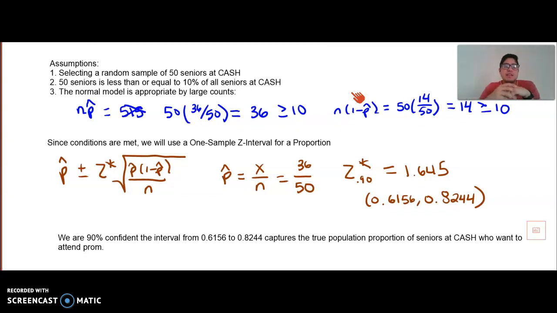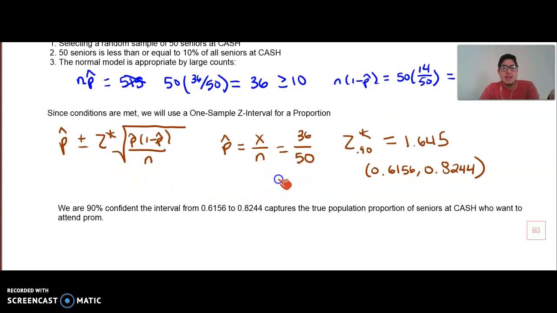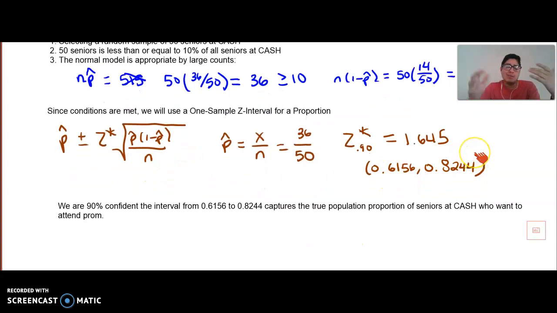to formulate the distribution here. And since our conditions are met, we use a 1 sample z interval for a proportion using the following formula, the I for interval calculations. We just communicate what we're subbing in, and it produces this interval here. And because we now have this interval, we are 90% confident the interval from 0.6156 to 0.8244 captures the true population proportion of seniors at Cache who want to attend prom. So that is how we construct a 1 sample z interval for a proportion.